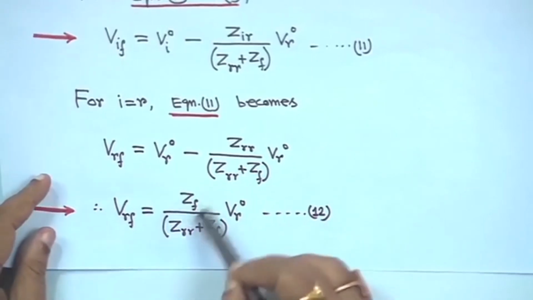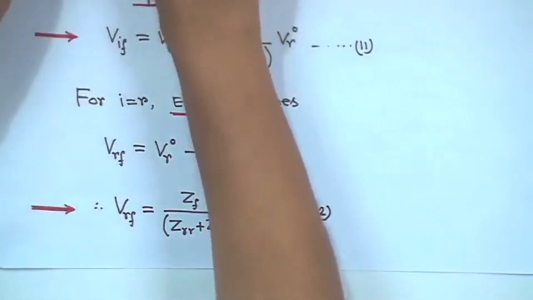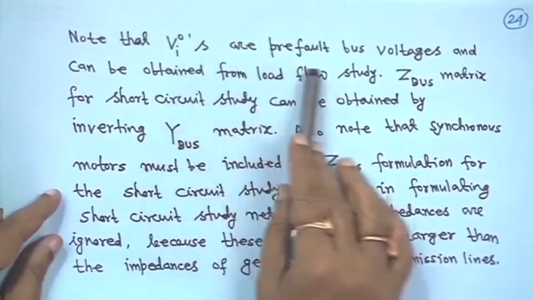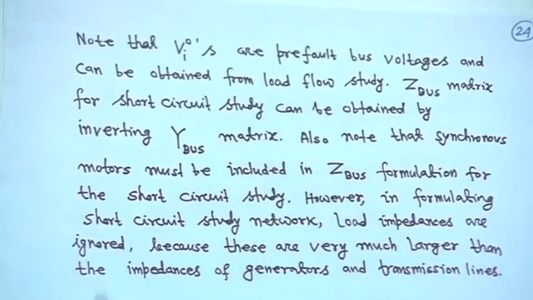So, this is all the fault calculation for a large network, right. Note that the Vi0 are the pre-fault bus voltages and can be obtained from load flow studies, and the Z bus matrix for short circuit study can be obtained by inverting the Y bus matrix, right. Also note that synchronous motors must also be included in the Z bus formulation for short circuit studies, if present. However, in formulating the short circuit study network, the load impedances are ignored, because these are very much larger than the impedances of the generators and transmission lines, right.